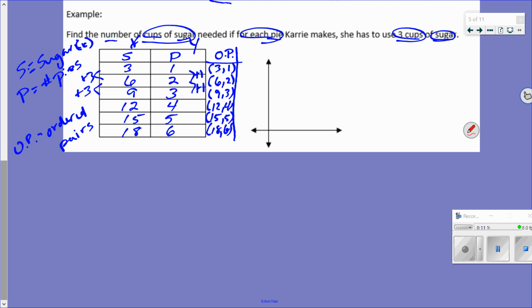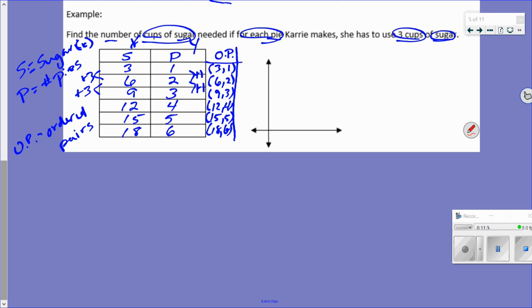What's the first thing I need to do to build my graph? Label the graph. Was that the first thing? Did you not read your notes that we just went over? Put a title above the graph. So what should I title this?